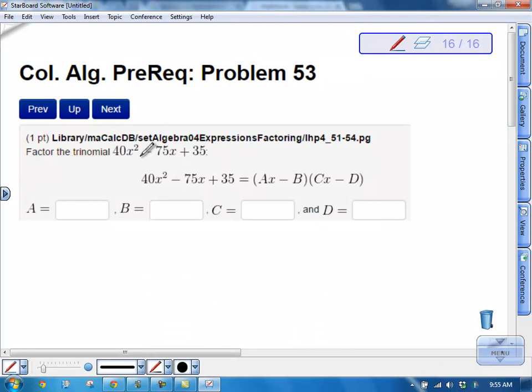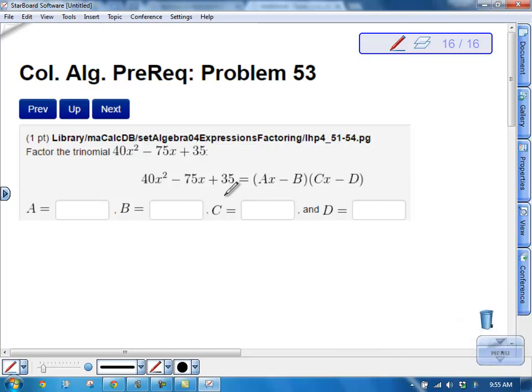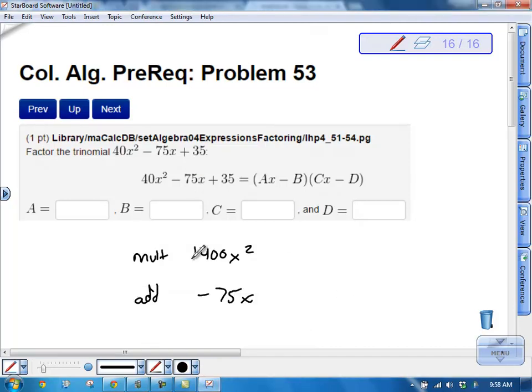All right, next one says the same thing. It wants you to factor this trinomial. This time it's two different factors because it's got ax minus b times cx minus d. So a, b, c, d are all going to be different numbers. So we need to try to find a way to factor this. You can guess and check with these. The other thing you can do is what's called factor by grouping. If you didn't want to guess and check on this one, you could use factor by grouping.